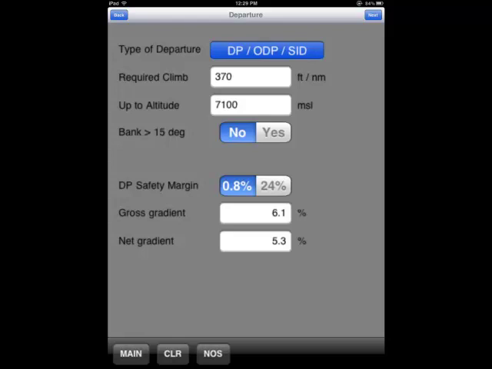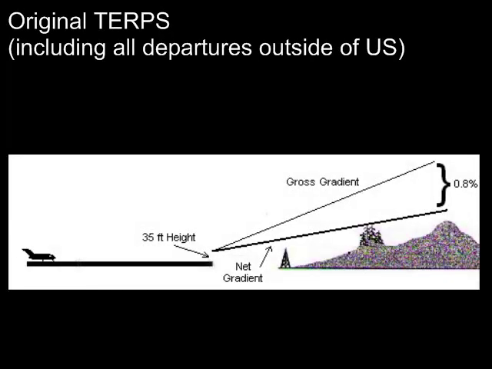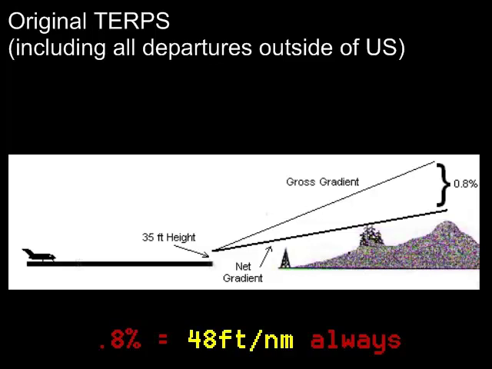Notice that there is a switch labeled DP Safety Margin. This switch allows the pilot to compensate for old TERPS and new TERPS departure construction. Original TERPS and PANS-OP procedures are used throughout Europe and are the type most commonly known to pilots. Under these rules, the departure begins at 35 feet above the runway surface, and the safety margin is a constant 48 feet per nautical mile, or 0.8%.